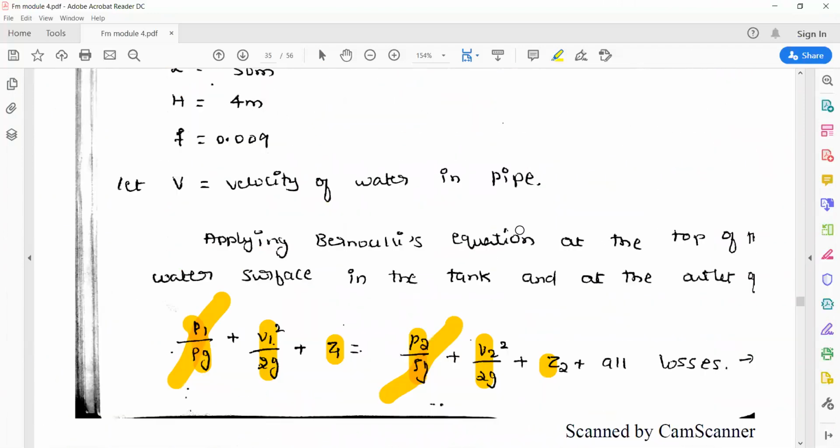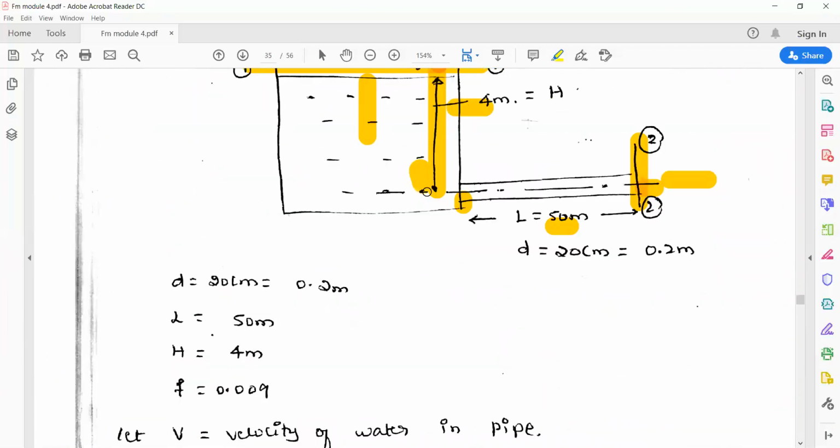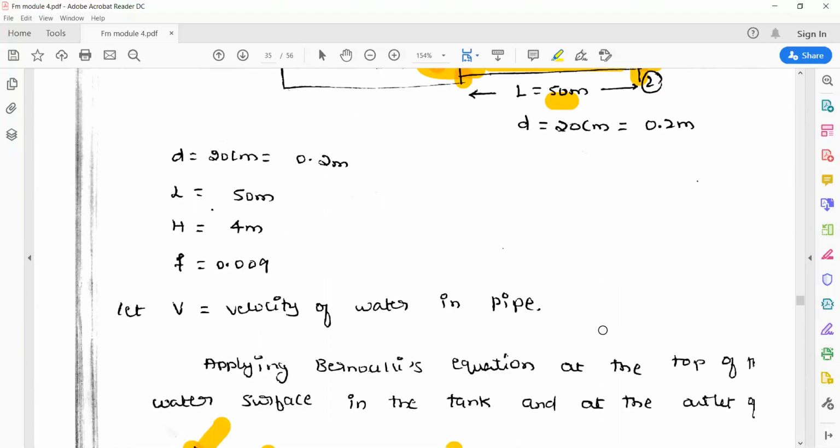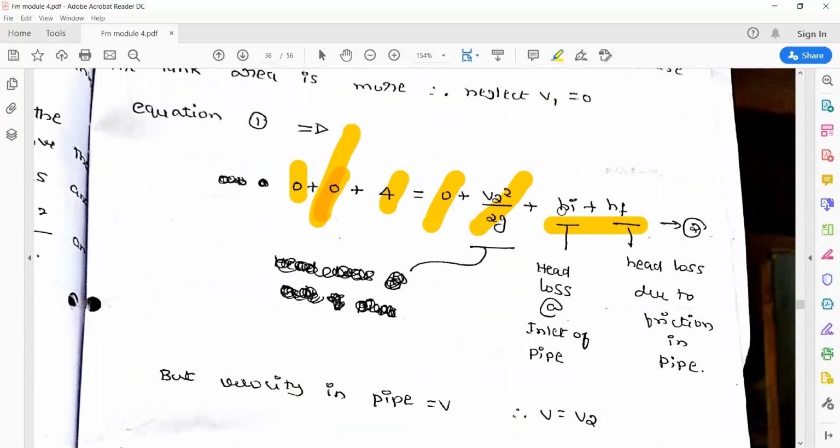What are the losses? The fluid is entering the pipe, and at the entrance there will be one loss. That is called Hi, the head loss at the inlet. After entering, the fluid passes through the pipe, so there will be friction loss. So you need to consider Hf, the head loss due to friction. The head loss at the entrance of the pipe and the head loss due to friction both have to be considered. That's why they have considered Hi and Hf.